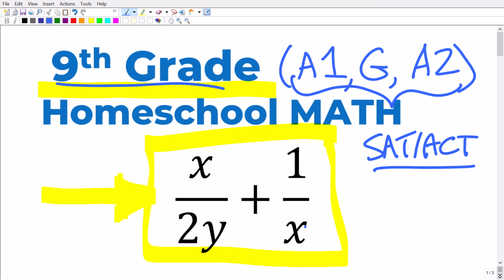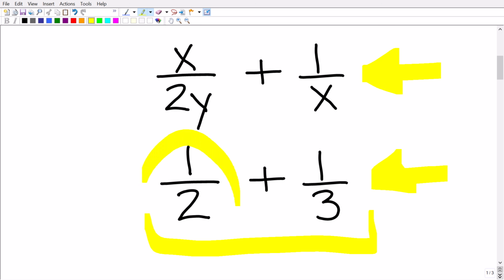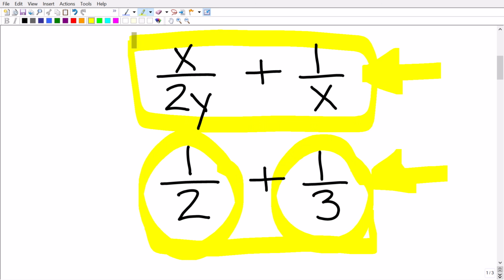Okay, so let's go ahead and get into this problem. So the way we add fractions in algebra is the same process as the way we add fractions with numbers. So let's do a quick review on a simple fraction problem like this, because if your child really understands how to add numeric fractions, well, then they should be able to handle this problem. All right, so 1/2 plus 1 over 3.